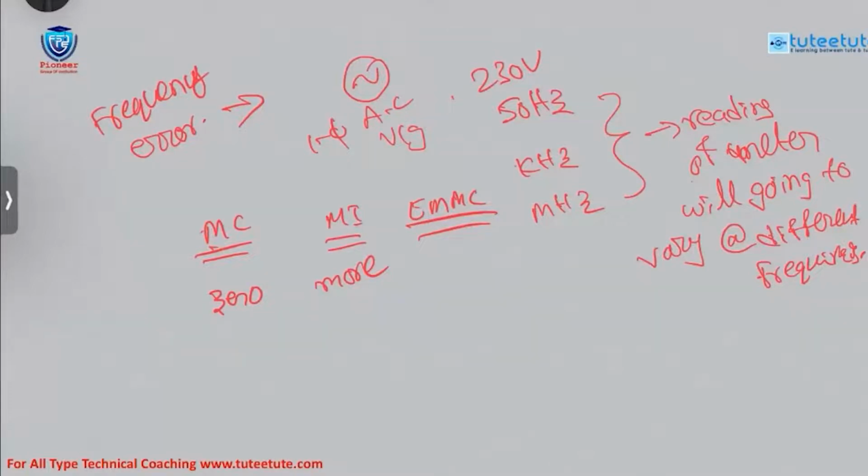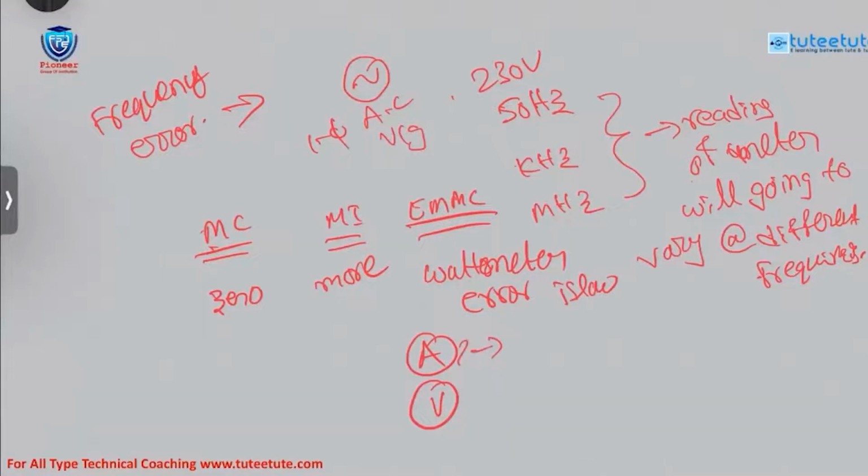But in EMMC, if you are using it as a wattmeter, the error is low. But if you are going to use it as an ammeter or voltmeter, the error is high. That's why this dynamometer is going to be used only for wattmeter application instead of ammeter or voltmeter.